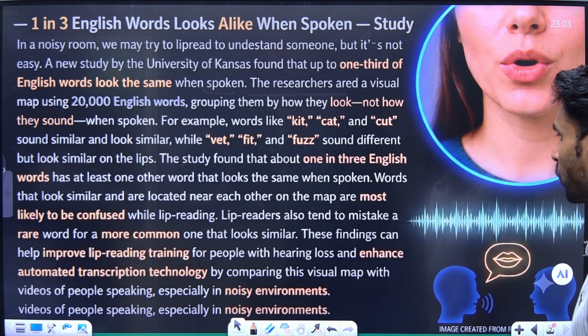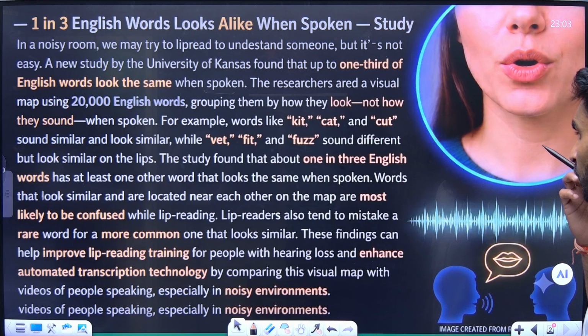The study found that about 1 in 3 English words has at least one other word that looks the same when spoken. Words that look similar and are located near each other on the map are most likely to confuse while lip reading. Lip readers also tend to mistake a rare word for a more common word that looks similar.